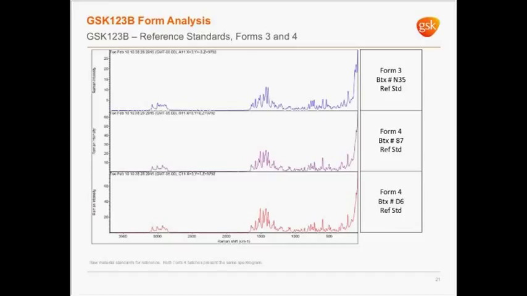So as I mentioned, we're going to look at several FT-Raman spectrograms. I have 6 slides of them to show you. So in this first set, we're looking at the reference standards for 3 different batches of the salt. One is known as having form 3, while the other 2 batches were manufactured as form 4.